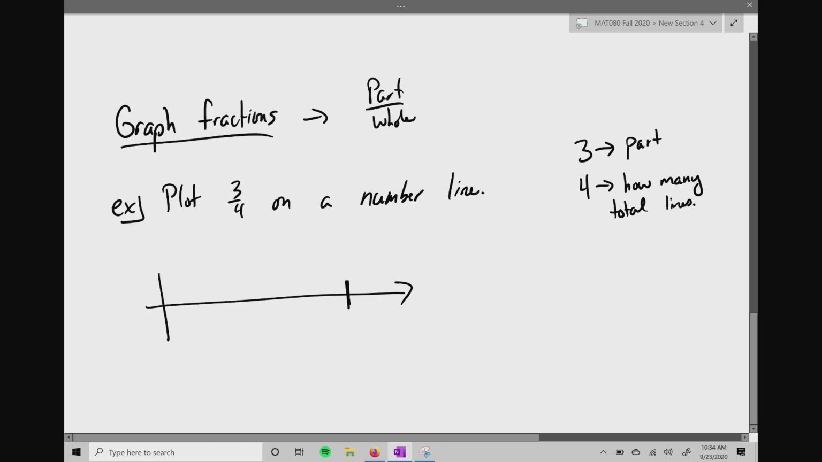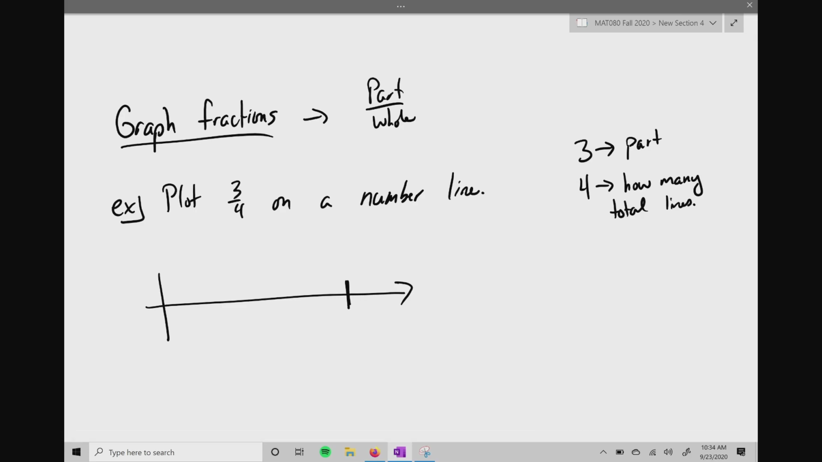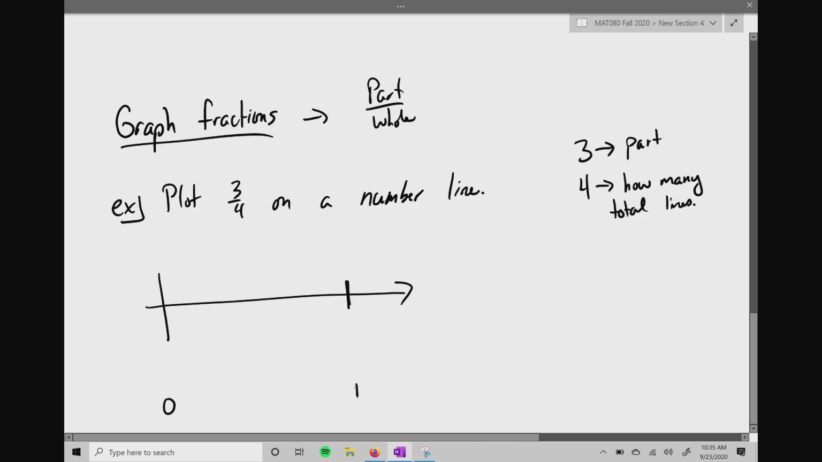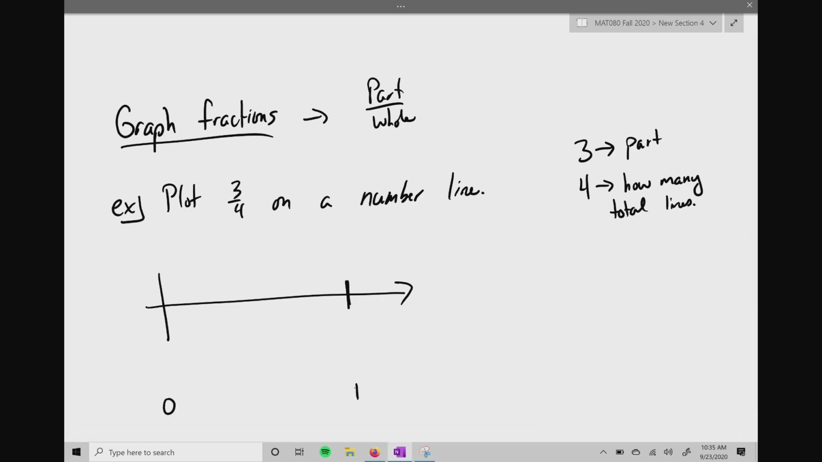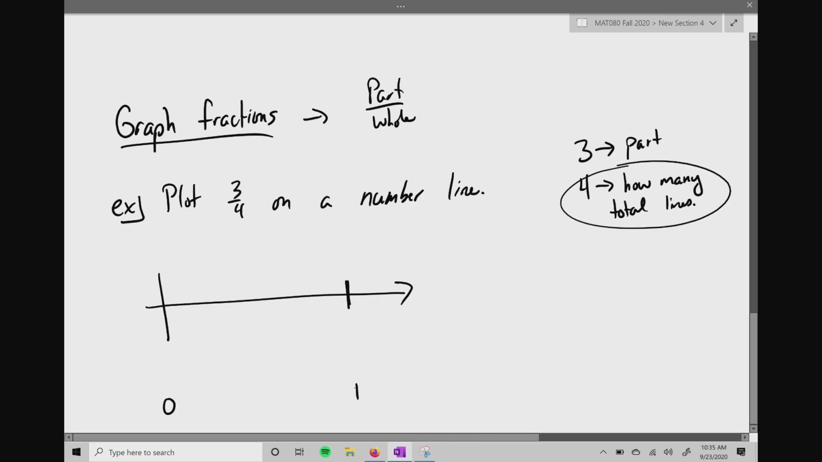So if I think about this in terms of 3 is the part and 4 is the whole, meaning how many total lines I have, what I'm going to do is in between, and this is going to sound a little weird at first, so just bear with me. In between 0 and 1, I need to make 4 equal parts, because that's what my whole is right here. I have 4 total parts. So right here, there's my first total part. Here's my second. Here's my third. And there's my fourth. Does that make sense, everybody, so far?